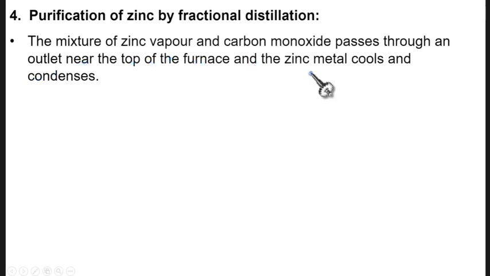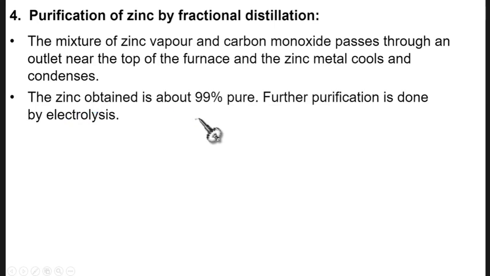zinc by fractional distillation. So what happens here is that the mixture of zinc vapor and carbon monoxide passes through an outlet near the top of the furnace, and the zinc metal cools and condenses. So this is what happens at this stage. And the zinc obtained is about 99% pure. So it is not yet 100% pure, but 99% pure. All right. So further purification is done by electrolysis. All right. So this is what is done, guys.